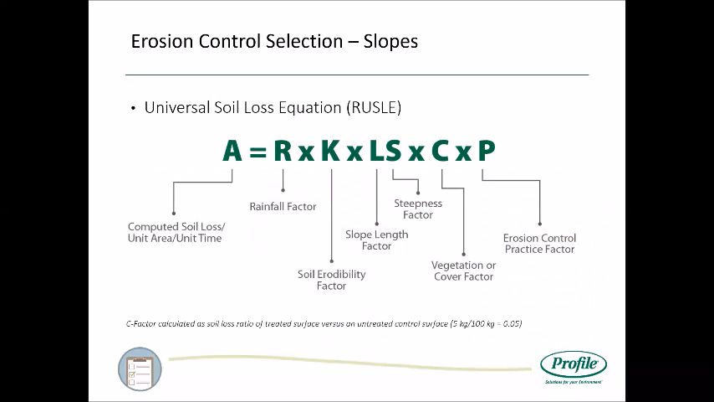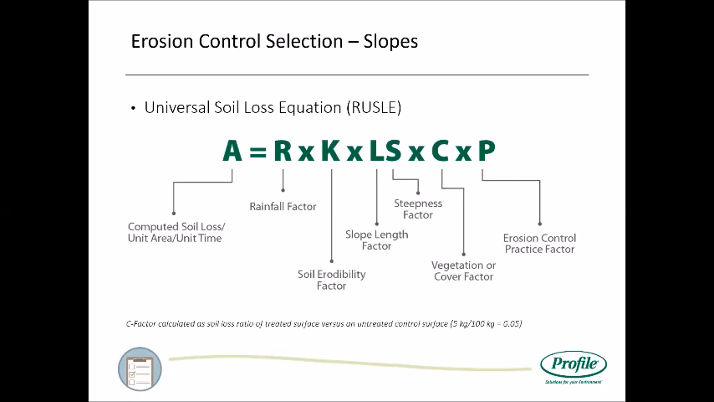So how do we select proper erosion control materials? We look to different soil loss equations. So the one we utilize most frequently is the Revised Universal Soil Loss Equation, or the RUSLE. And really what we're looking at is the computed soil loss per area unit per time unit. So we typically look at tons of soil lost per acre per year. And the things that greatly affect it are your rainfall factor, and that's dependent on your geography.